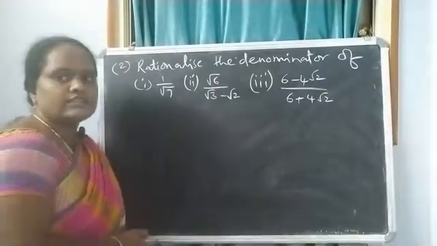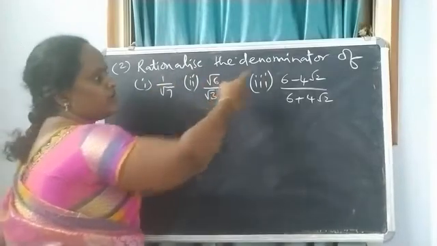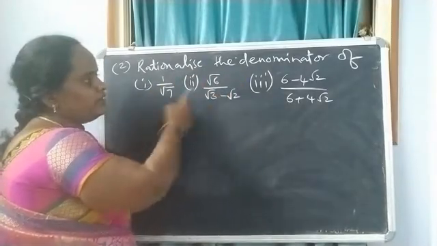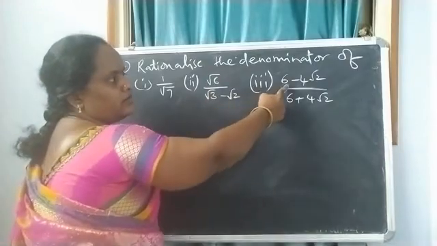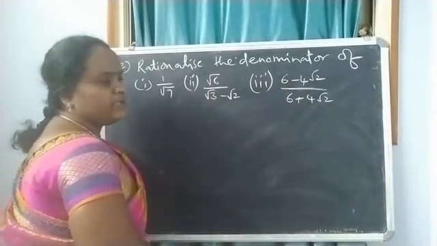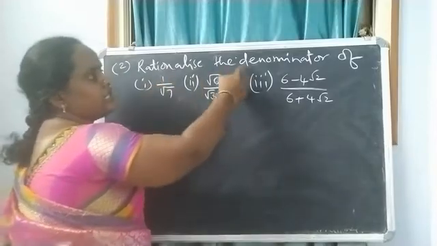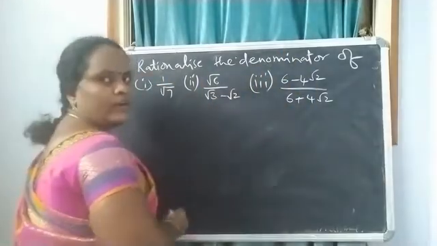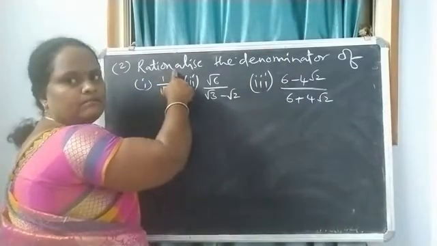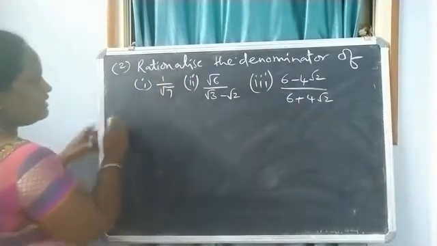So let us go to the second question. Rationalize the denominator of 1 by root 7, root 6 by root 3 minus root 2. Third one, 6 minus 4 root 2 divided by 6 plus 4 root 2. Rationalize the denominator, which means we need to convert the denominator into a rational number. So let us take the first one.